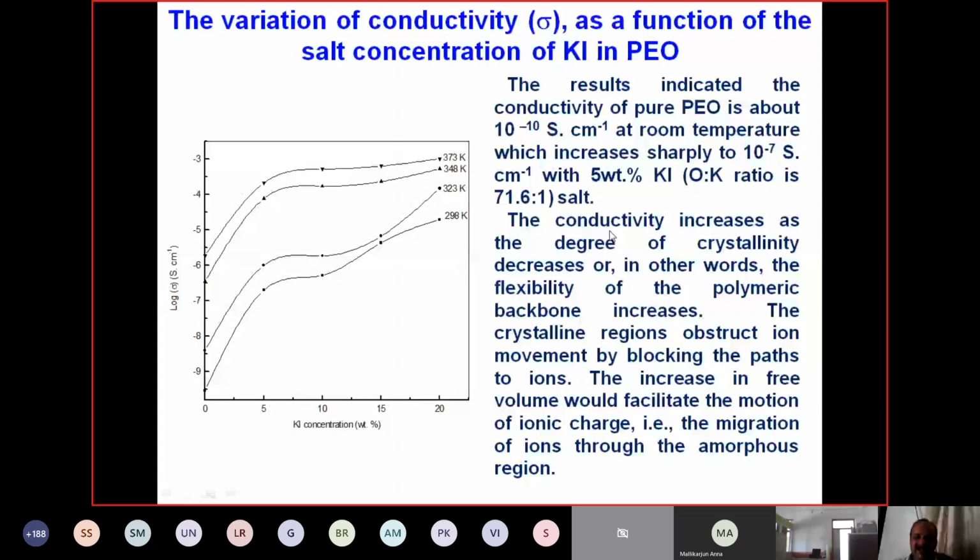You see here, this is the conductivity versus temperature. You see here, this A.